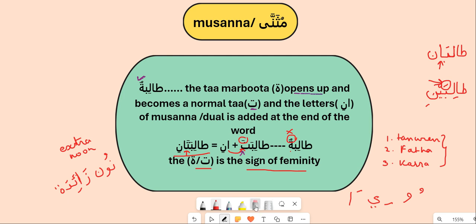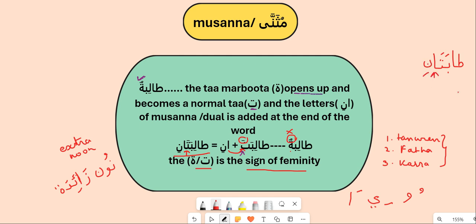What about talibatun in marfu case, and in mansoob and majroor case? So the talibatani, sorry, talibatani. So here it's ba, ta, and ni. So this alif tells you it's in marfu case.